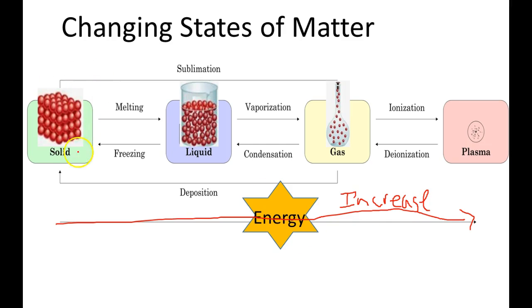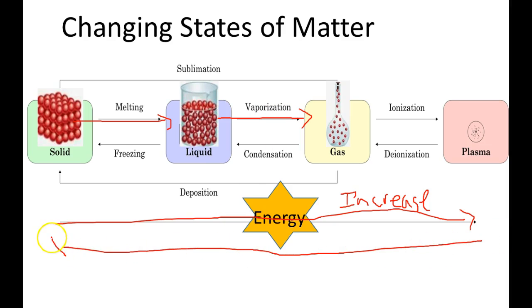If that happens, then a solid is going to turn into a liquid, more motion. And then a liquid will turn into a gas, more motion. Now, if energy were to decrease in this direction, then a gas would turn to a liquid, less motion, and a liquid would turn to a solid, less motion. This is how we change from one state to another.